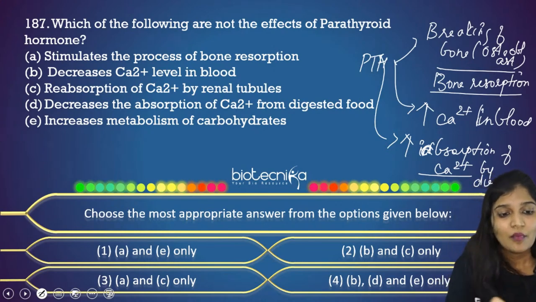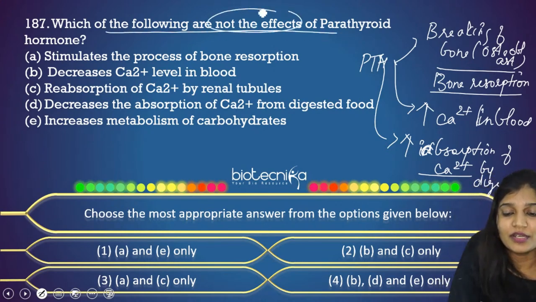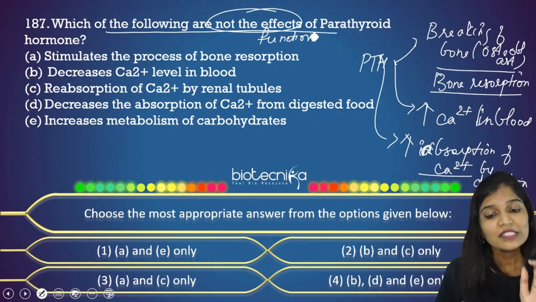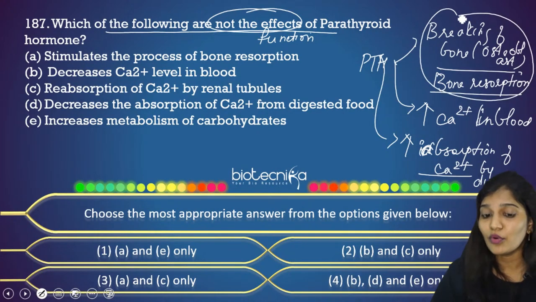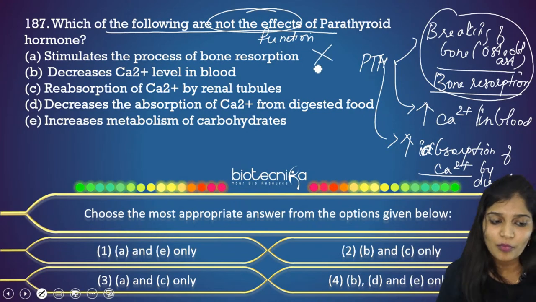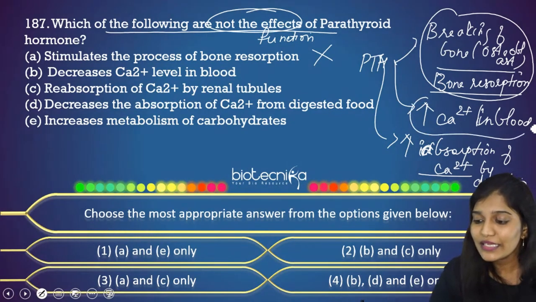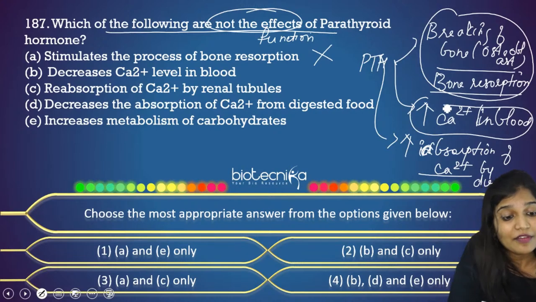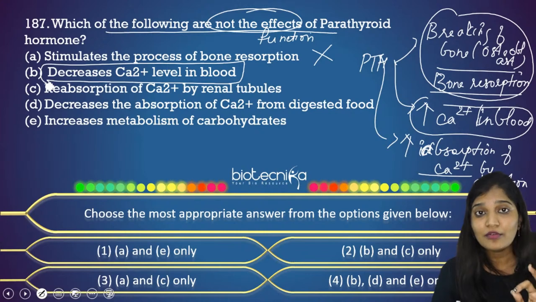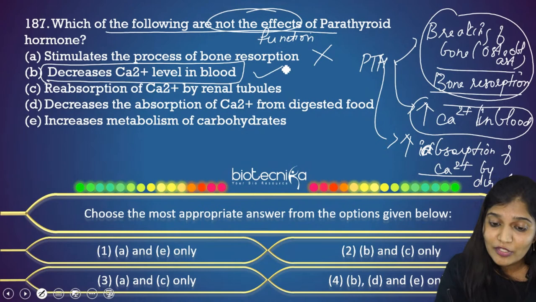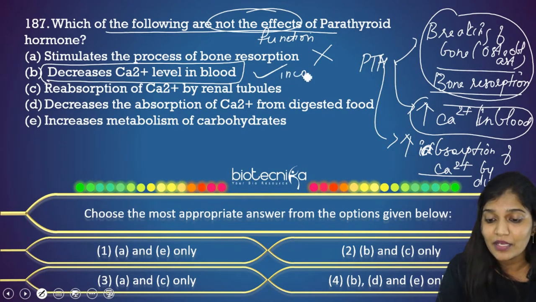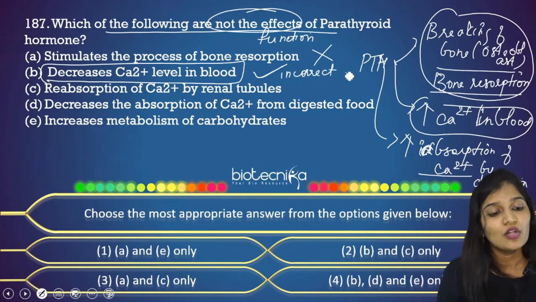So let's check which of the following is not the function. Let's write function here. Not the function. Stimulates the process of bone resorption. I told you this point is one of the functions, but they ask you not the function. So I'm going to eliminate this option. And I told you it increases the calcium in the blood. So they have given decreases the calcium level in the blood, which is not a function. The main role is to increase the calcium level, but they have given decreases the calcium level. So I will be choosing this because this is the incorrect statement. They ask you to select the incorrect statement. So this is not the function.